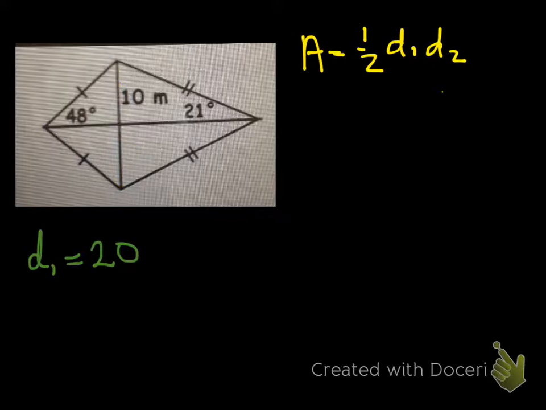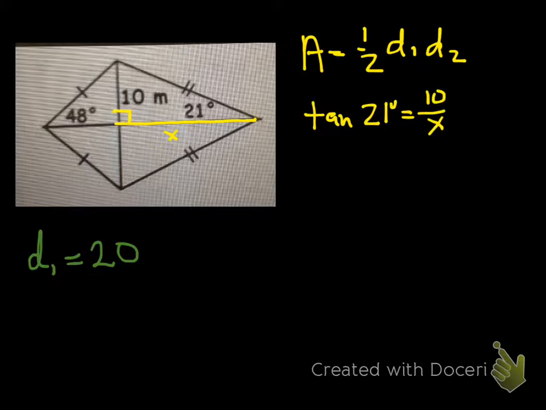Alright, so now we're worried about the length of this side. Remember that diagonals of a kite form 90-degree angles. So we're going to do tangent of 21 degrees is equal to 10 over x. So that means that x is equal to approximately 26. So we know that this is 26.